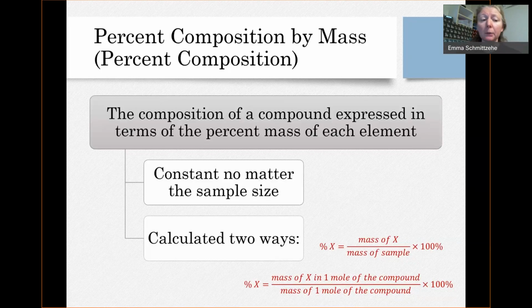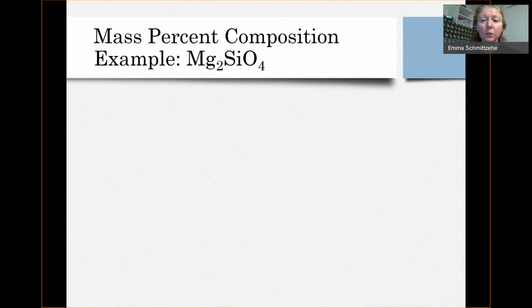So let's look at an example first of how we would do that. So let's look at magnesium silicate, okay, Mg2SiO4. So I want the percent composition of magnesium silicate. So you can go about this in different ways, but basically we have magnesium. So we're going to want a percent of magnesium, right? And we have silicon. So we're going to want a percent of silicon. Okay, and we have oxygen, so we're going to want a percent of oxygen. So we need to find a percent of each of those things.